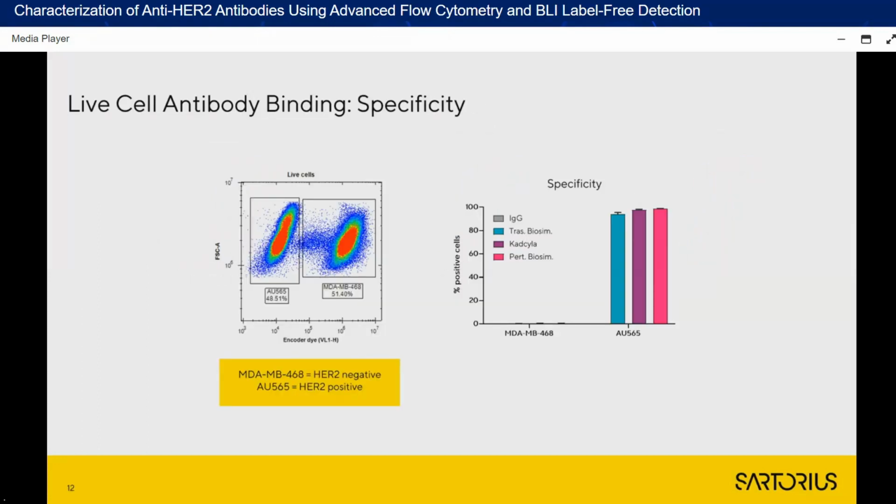And as I mentioned earlier, we did also use this to have a look at the specificity. So in those same wells of the plate where we assessed antibody binding to the AU565 cells, we did also include HER2 negative MDA MB468 cells, and we'd labeled those with the iQue violet encoder dye so that we could distinguish them, as you can see in this plot on the left, from the AU565s. And then here in the bar chart you can see the binding of that top concentration of antibody with those HER2 positive and HER2 negative cells, and it just showed that clearly the antibodies were all highly specific to the antigen positive cell types.